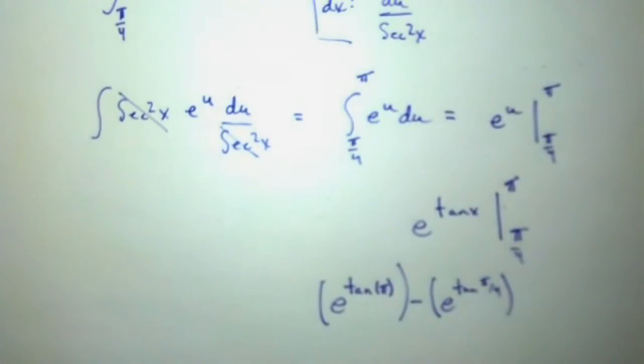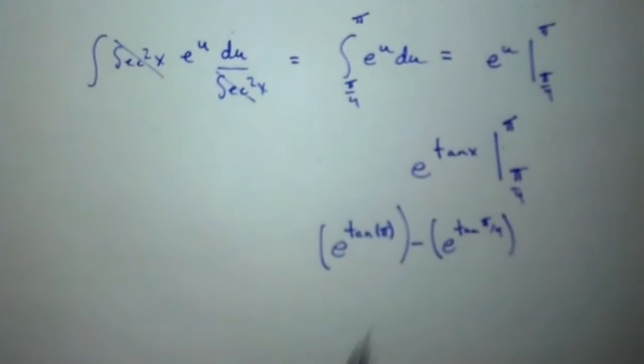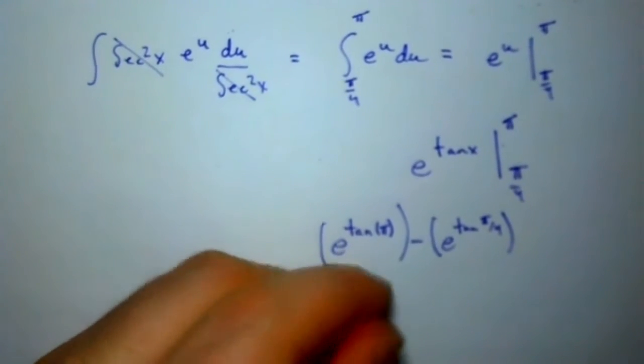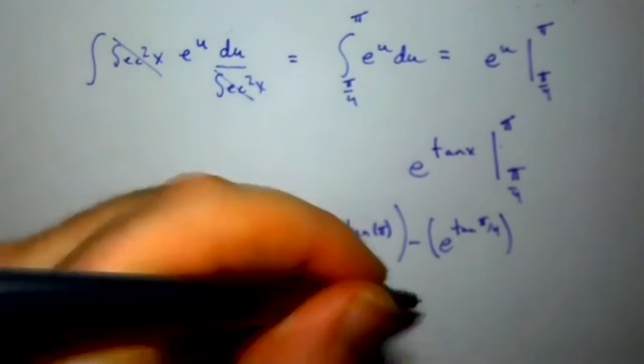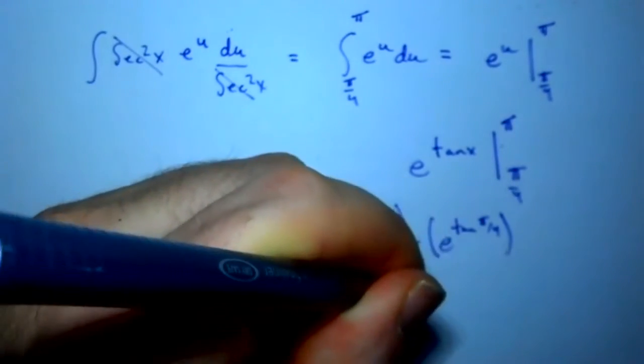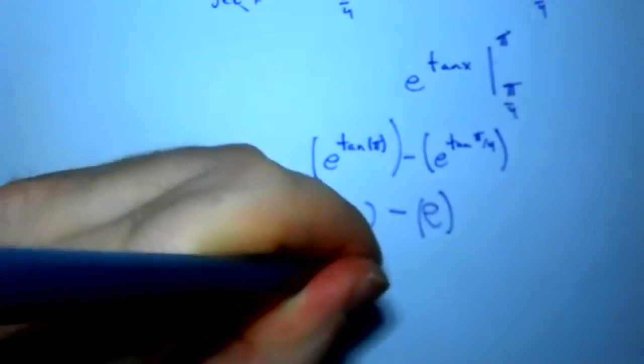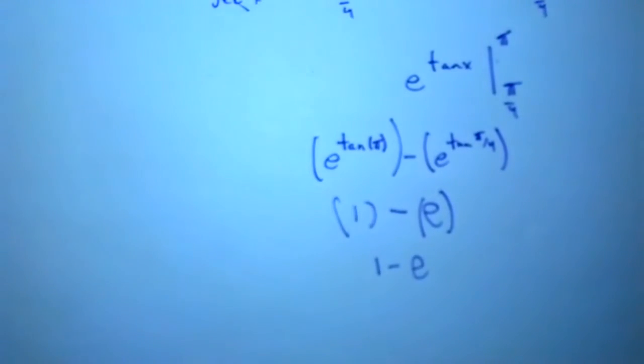All right, so talk to me, guys. What is the tangent of pi? 0. And e to the 0 is 1. Minus, what is tangent of pi over 4? 1. And e to the 1 is just e. The answer to this problem, it's messy, but that's what it is: 1 minus e.